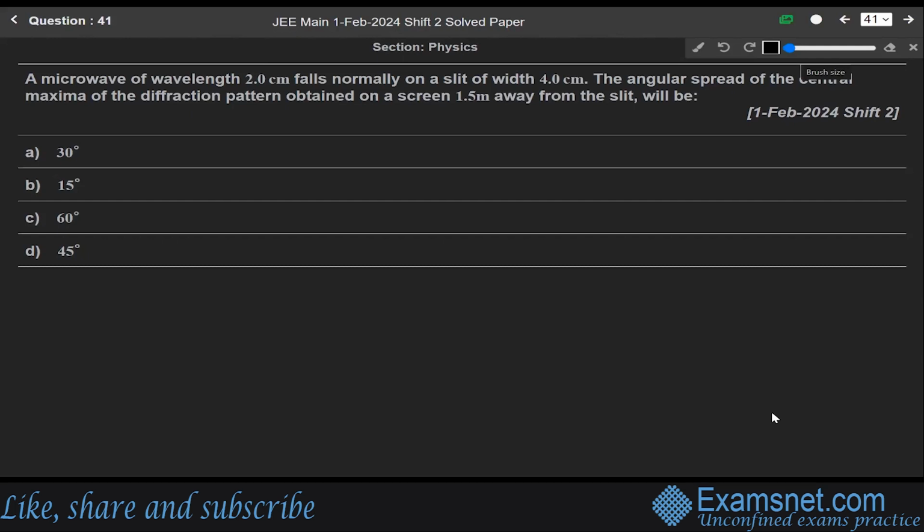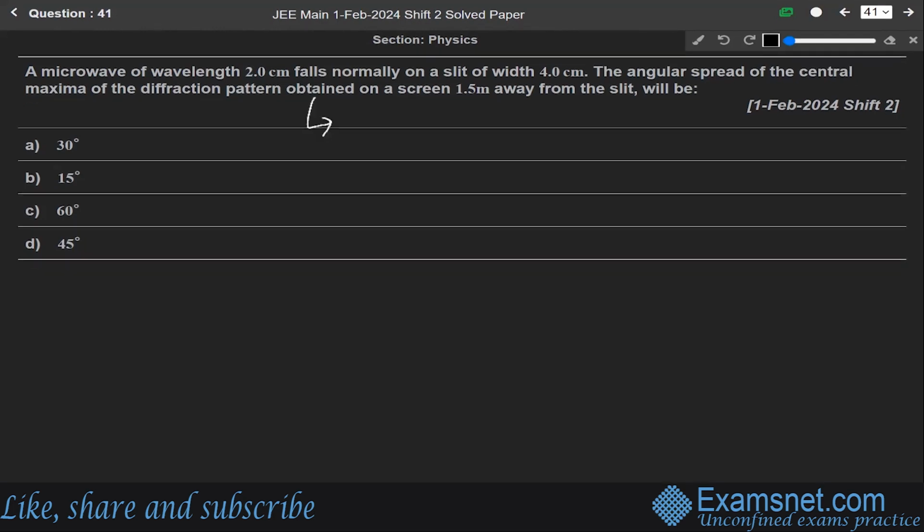Now moving towards next question 41. A microwave of wavelength 2 centimeter falls normally on a slit of width 4 centimeter. The angular spread of the central maxima of the diffraction pattern obtained on a screen 1.5 meter away from the slit will be. So this question is from the chapter of wave optics.